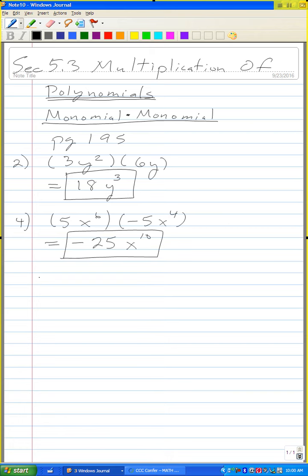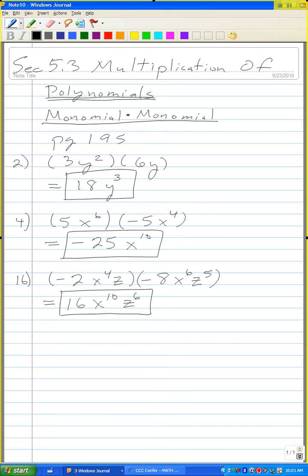Let me do problem number 16. Negative 2 x to the 4 z times negative 8 x to the 6 z to the 5. Okay, so let me multiply. Negative times negative is positive. 2 times 8 is 16. X to the 4 times x to the 6. 4 plus 6 is 10. Z times z to the 5. Well, 1 plus 5 is 6. So z to the 6.